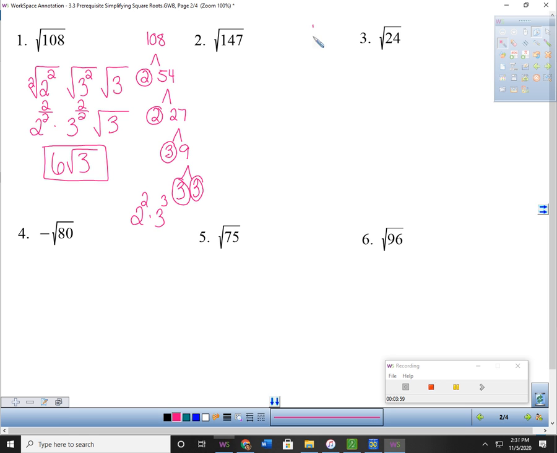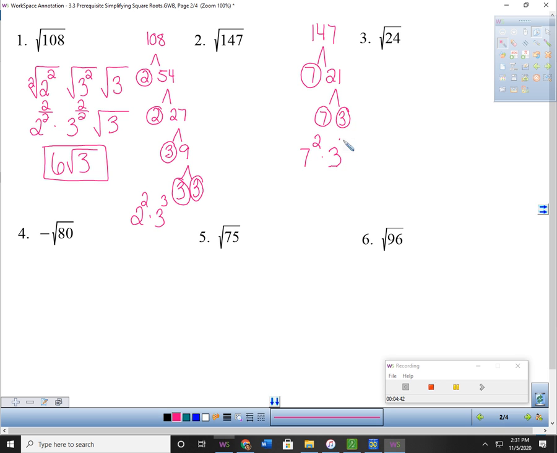So let's do 147. So 147 will divide by 7. So 7 and 21. And 21 is 7 and 3. So I have 2 of the 7s, and I have a 3. So is 7 squared a perfect square? Yes. And I know that because the exponent is divisible by 2, right? But 3 to the first power, that's a prime number, correct?